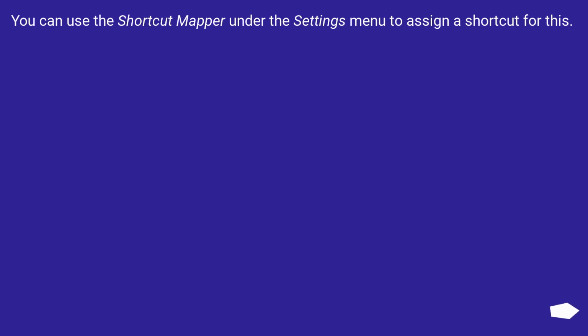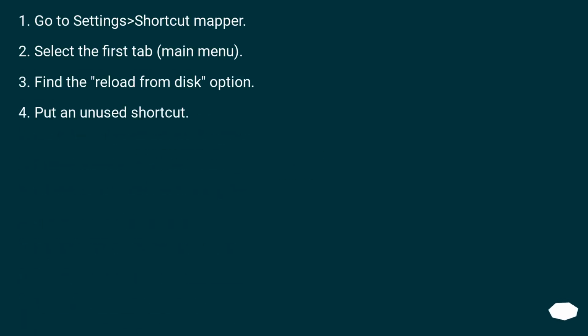You can use the shortcut mapper under the Settings menu to assign a shortcut for this. Go to Settings, Shortcut Mapper. Select the first tab, Main Menu. Find the Reload from Disk option. Put an unused shortcut.